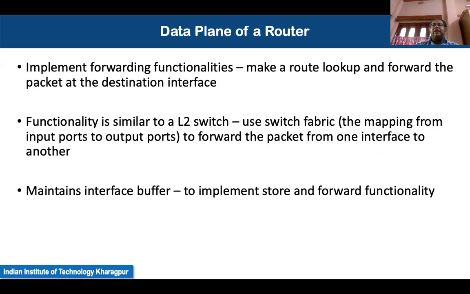Now if you look into the data plane of a router, typically the data plane implements the forwarding functionalities in the router. So it makes the route lookup and forwards the packet to a destination interface. The functionality is similar to a L2 switch. That means you will use a switch fabric, the mapping from the input port to the output port to forward the packet from one interface to the output interface. And it will maintain the interface buffer to implement the store and forward functionality.